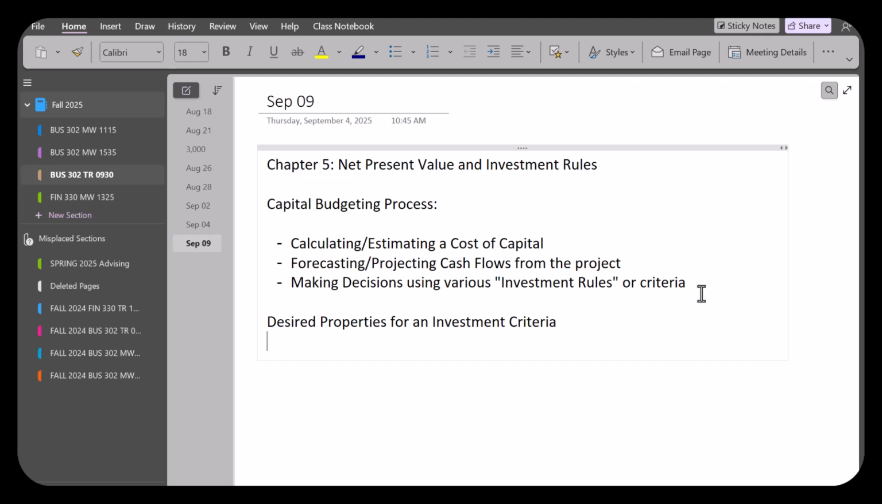Given this many inputs, presumably you can come up with a lot of criteria. But we want certain minimal things about it. One, we want the criteria to use all of the cash flows. Sounds like a reasonable request, right? If I'm going to make a decision and I have all these inputs, we should use all of them. Don't leave anything out.